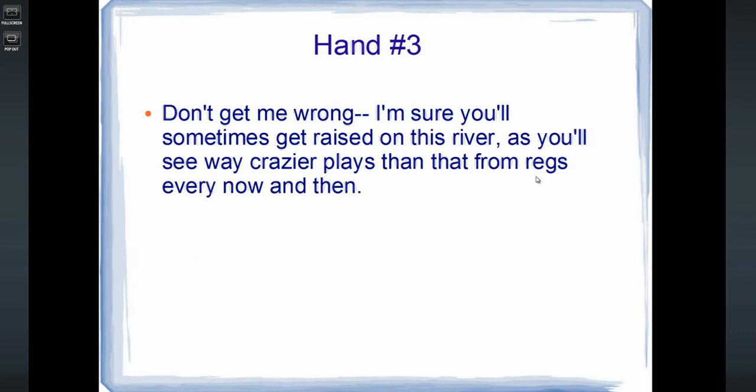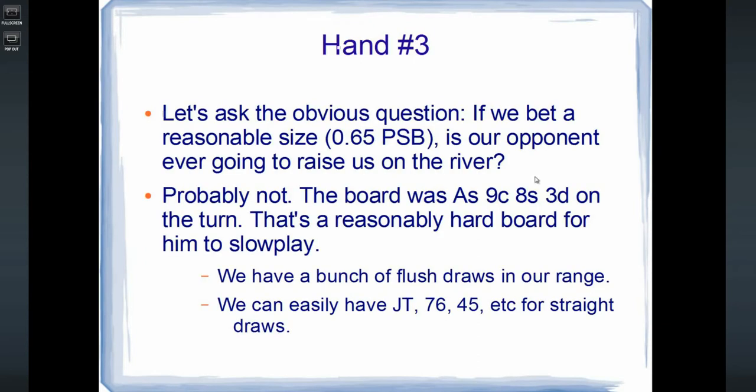Hand number 3. Don't get me wrong, I'm sure you'll sometimes get raised on this river, as you see way crazier plays than that from Riggs every now and then. And again, I'm not even saying it's theoretically bad for the opponent to slow play on the turn. I just don't think he should do it at a very high frequency. And I'll be honest with you, there are very few people I'd want to slow play on that turn against, because few people overbet the river when you do slow play. So it's just not usually worth the risk of being sometimes outdrawn.